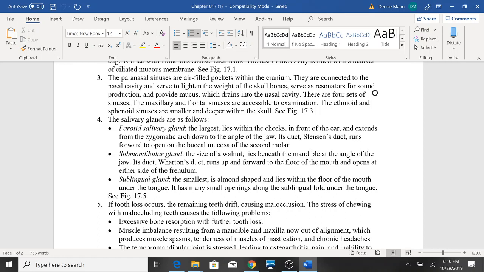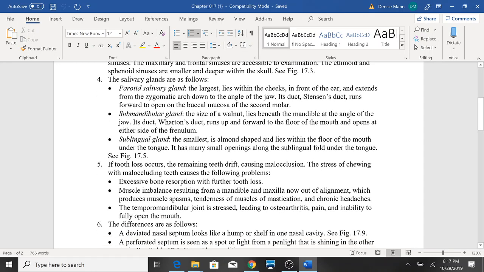Let's talk about what some of the consequences of tooth loss in middle or older adults are. Well, excessive bone resorption with further tooth loss. You have muscle imbalances, and you can get TMJ.